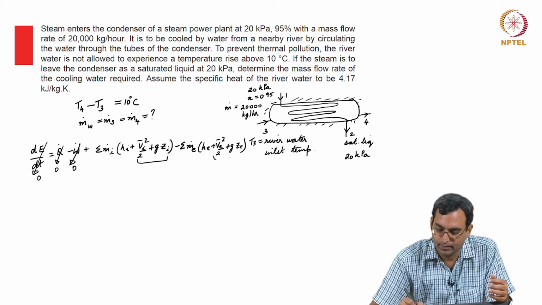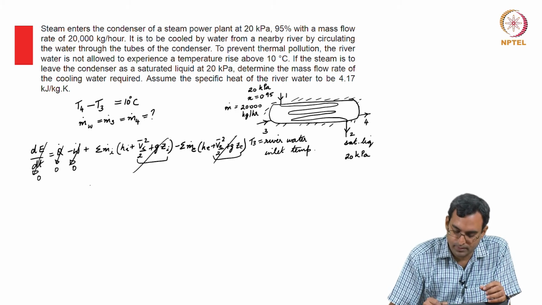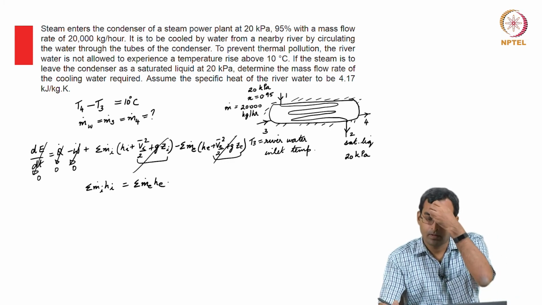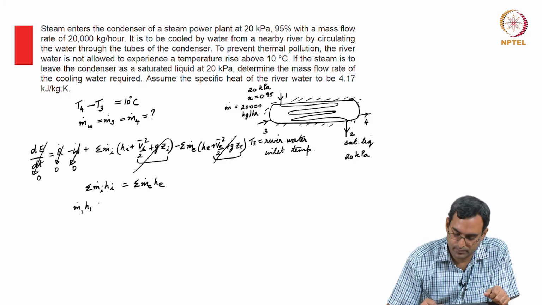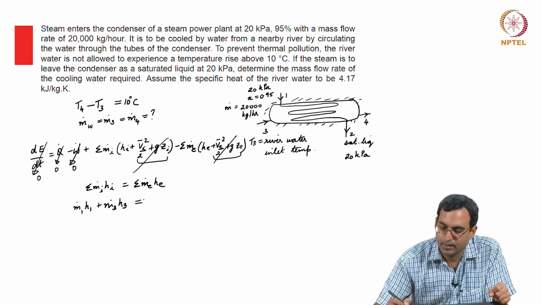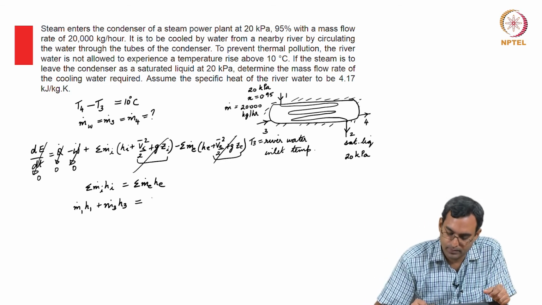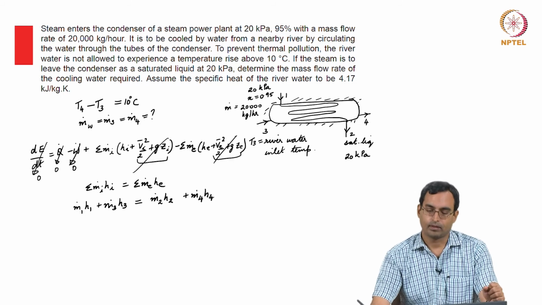So, these and these all put together, we are assuming that they are 0, which essentially tells us that sigma m dot i times h i equals sigma m dot e times h e. The inlets for us are 1 and 3, and the exits are 2 and 4. So, m dot 1 times enthalpy at 1 plus m dot 3 times enthalpy at 3 should be equal to m dot 2 times enthalpy at 2 plus m dot 4 times enthalpy at 4. This is essentially what we get as the first law.